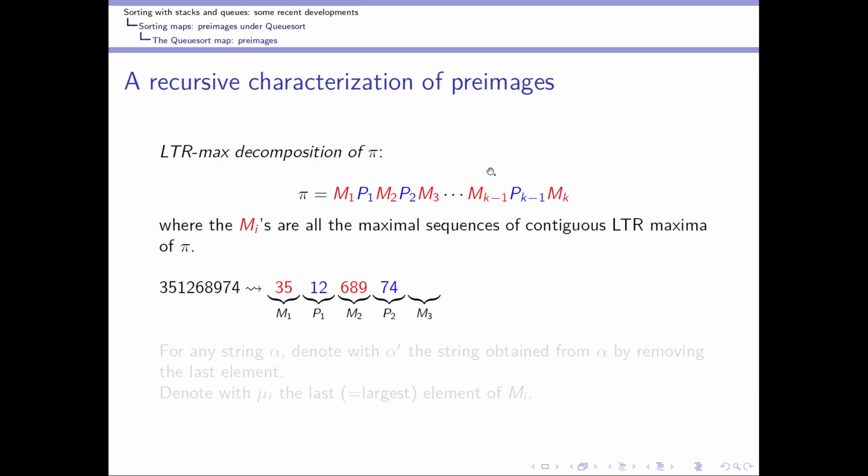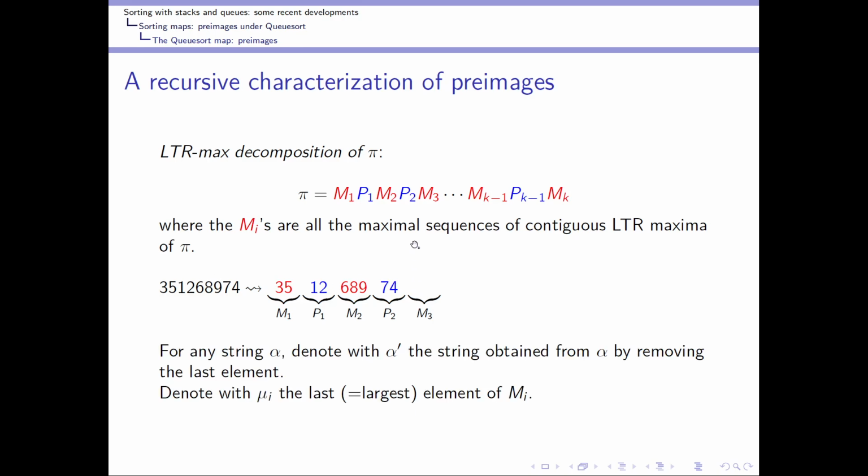Now observe that as a consequence of this definition, each of the Pi is necessarily non-empty, and the same holds for each of the Mi, except at most for the last one, which is non-empty precisely when the permutation pi ends with its maximum. In this case, this permutation doesn't end with the maximum, so M3 is empty. Just a couple of very quick notations. For any string alpha, I will denote with alpha dash the string obtained from alpha by removing the last element, and I will denote with mu i the last element of each of the Mi, which is also the largest element because the Mi are increasing.